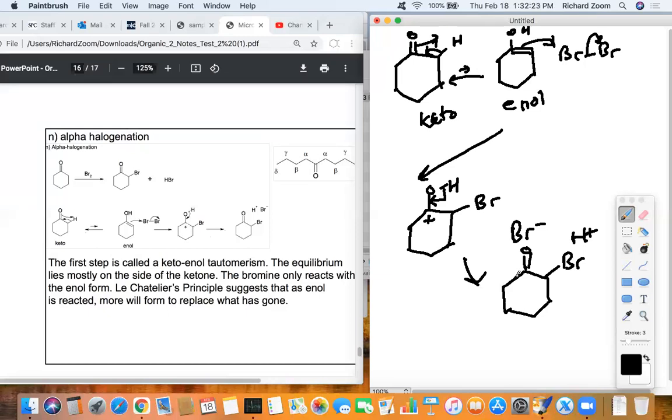Does anybody have any questions about alpha halogenation? Okay.